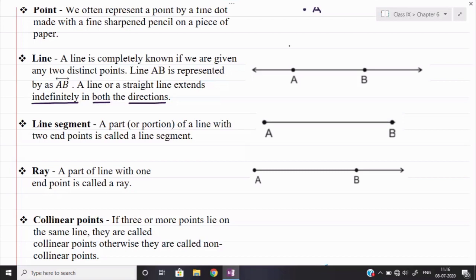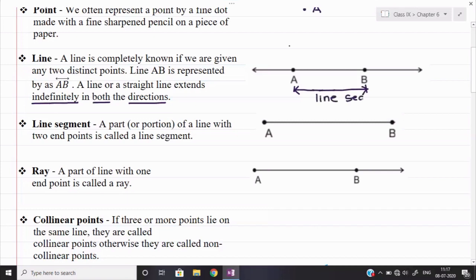Similarly, the next definition given to us is line segment. So see the definition of line segment. They are saying a part of a line with two endpoints is called a line segment. That means, for example, if I take the previous figure only, from A if I go till B, then A to B, I can say this portion will be called the line segment.